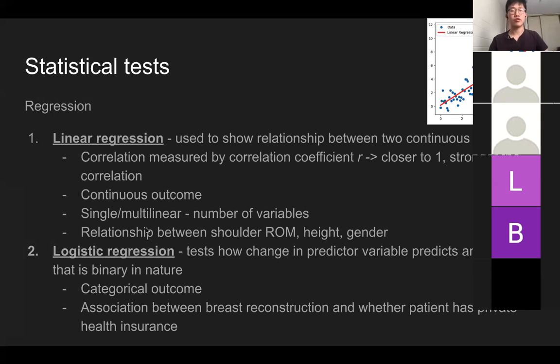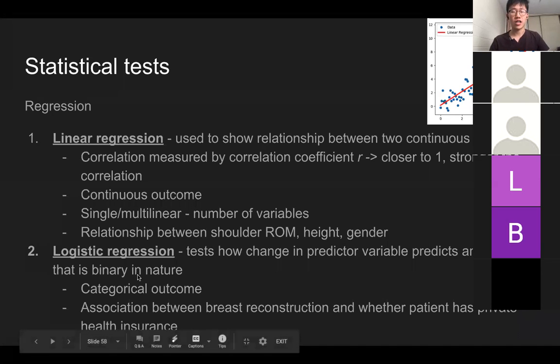An example would be establishing the relationship between shoulder rotation movement, height, and gender. You guys wouldn't have done this one, but that was a practical that we did last year. With logistic regression, it's not that important that you understand how it works, but it's used to test how a predictor variable predicts an outcome that is binary in nature, so it's one or the other. Again, a categorical outcome. So it's like an association between breast cancer, breast reconstruction, and whether the patient has private health insurance. So that's two binary things.